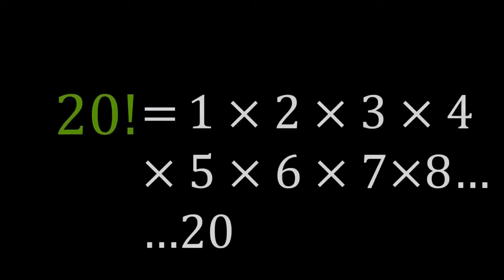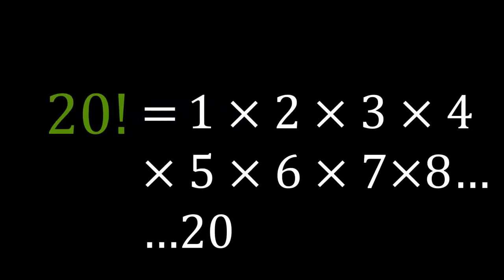If you wanted to evaluate 20 factorial, for example, the brute force way is to say 1 times 2 times 3 times 4 times 5 all the way up to 20. And this can be tedious. There's got to be a better way. What is it? What's the trick?